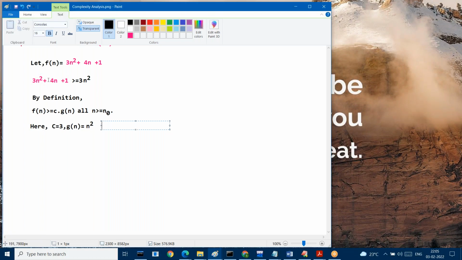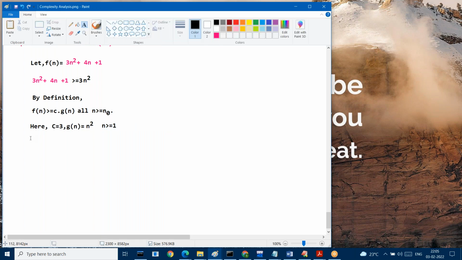If you take n value 1, this will become what? 3 plus 4 plus 1, 8. This will become 3. Strictly greater than. Now you take any n value, 2, 3, 4. Obviously this term will be greater than. So that means n greater or equal to n0, that means n greater or equal to 1. Equality I'm not getting, no problem. At least greater than I'm getting.